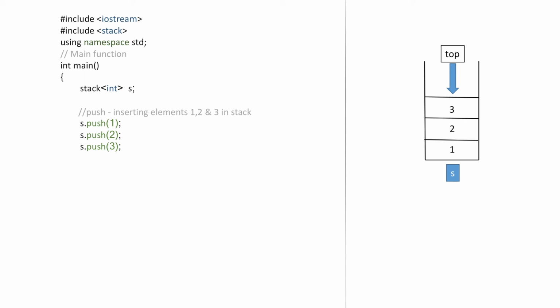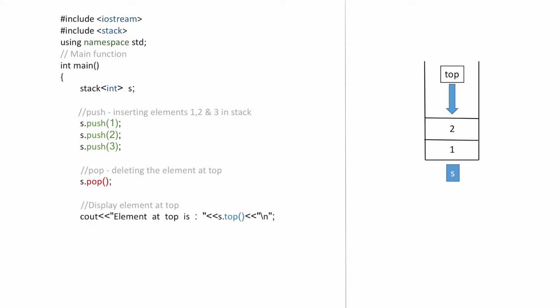Now let's look at the pop operation, that is, deleting an element from the top. For that, we have an inbuilt function called pop. So if we want to delete the topmost element, we can simply say s.pop(), which will delete the topmost element from the stack. Now if we want to display the element which is on the top of the stack, we can use the top function, which returns the element at the top. So if we cout the element at the top as s.top(), we will get the output as 2.